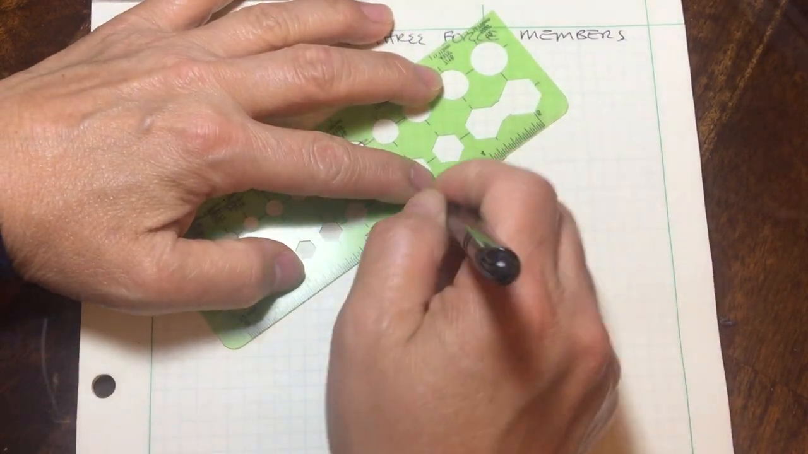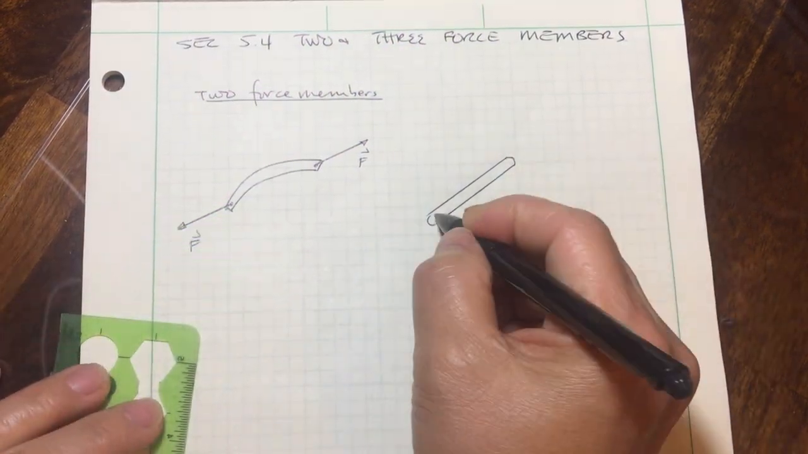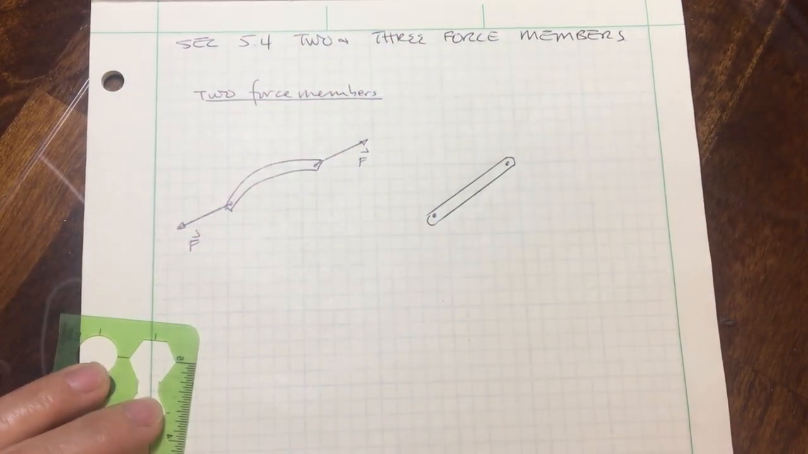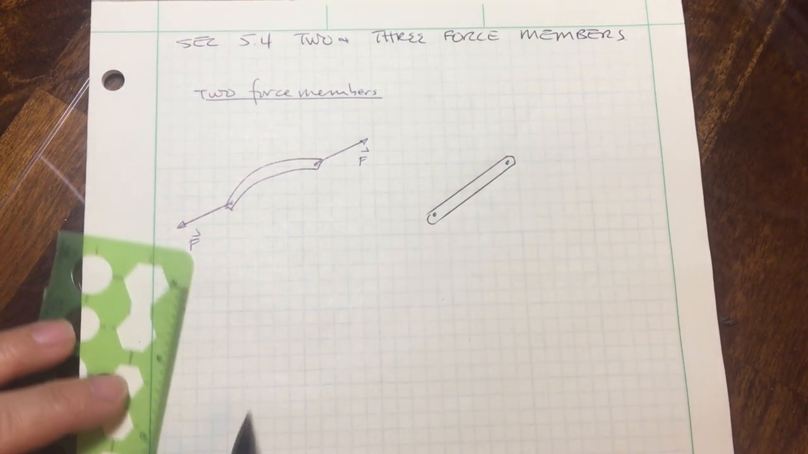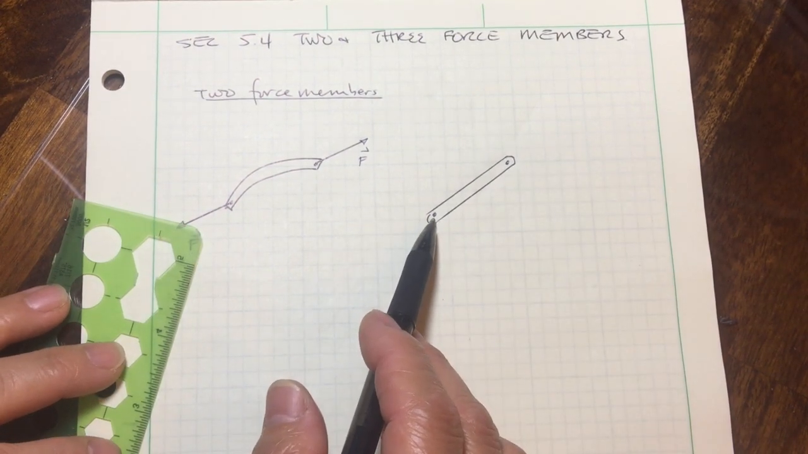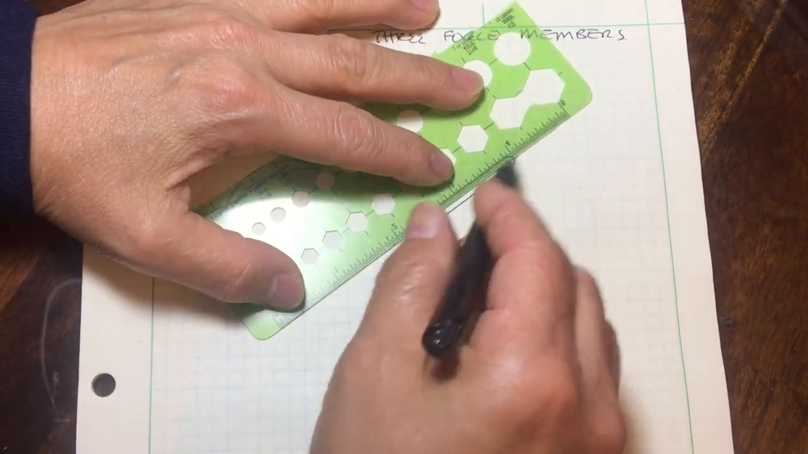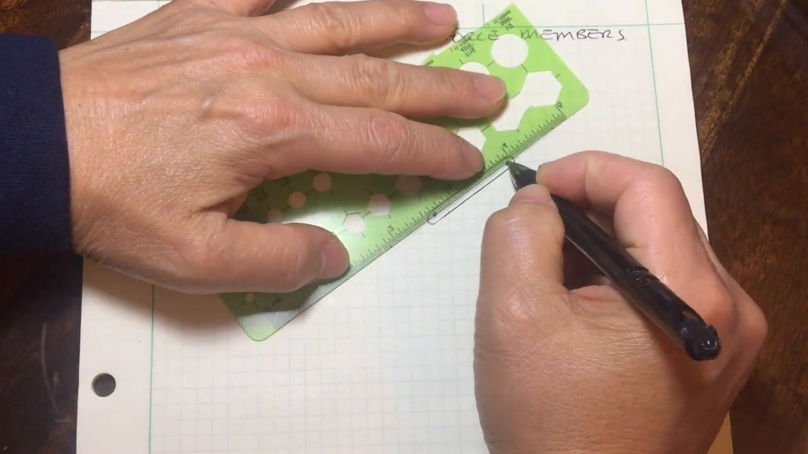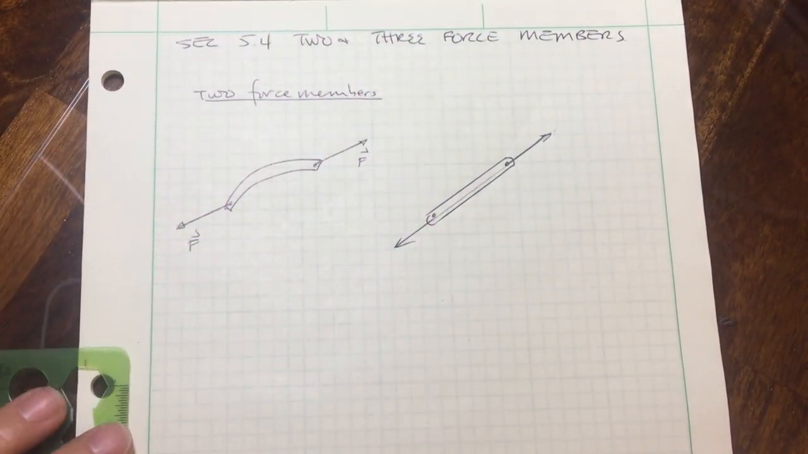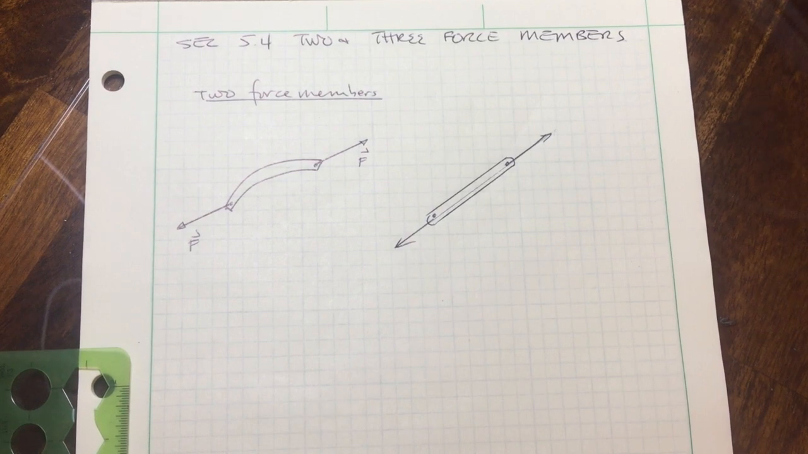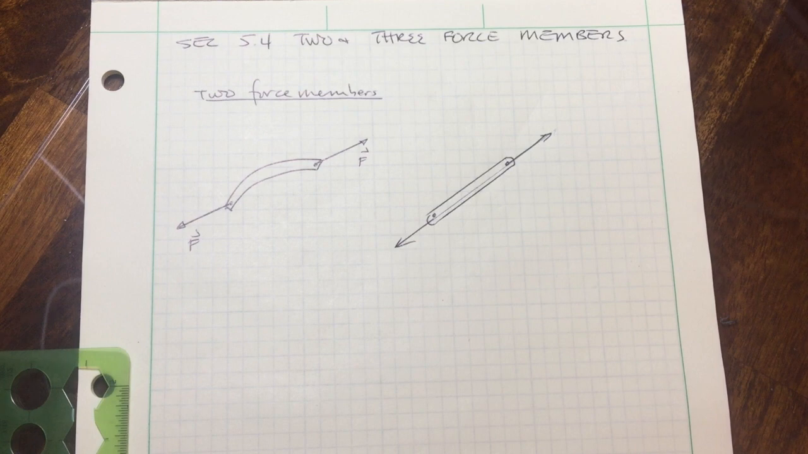Suppose I have a linkage that looks like that, and it was connected to another structure at those two points. I know exactly the direction of the forces at this point and this point. They have to be collinear, equal, and opposite. If they're not collinear, equal, and opposite, then the structure will not be in equilibrium.